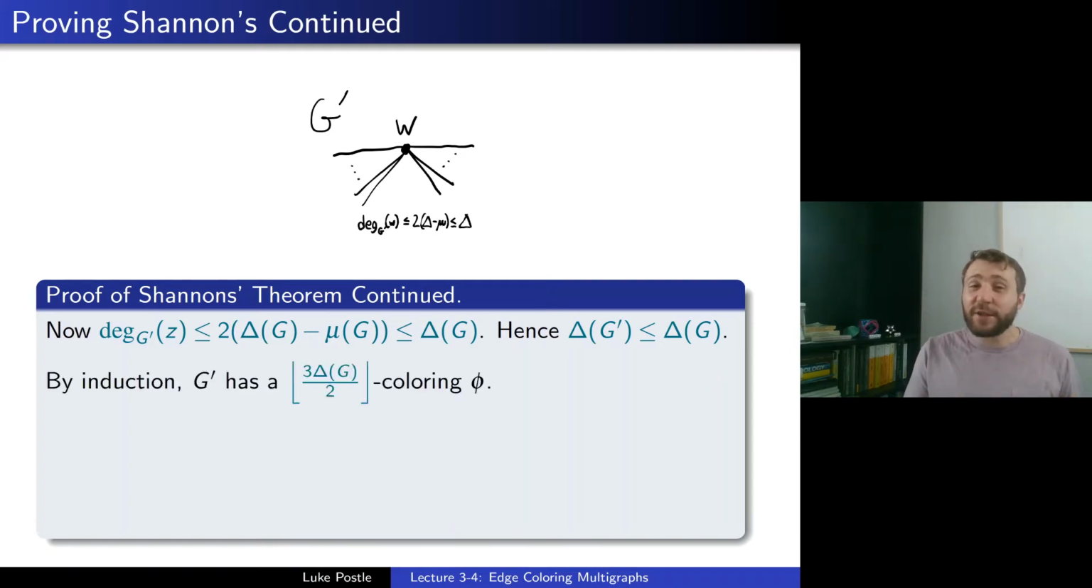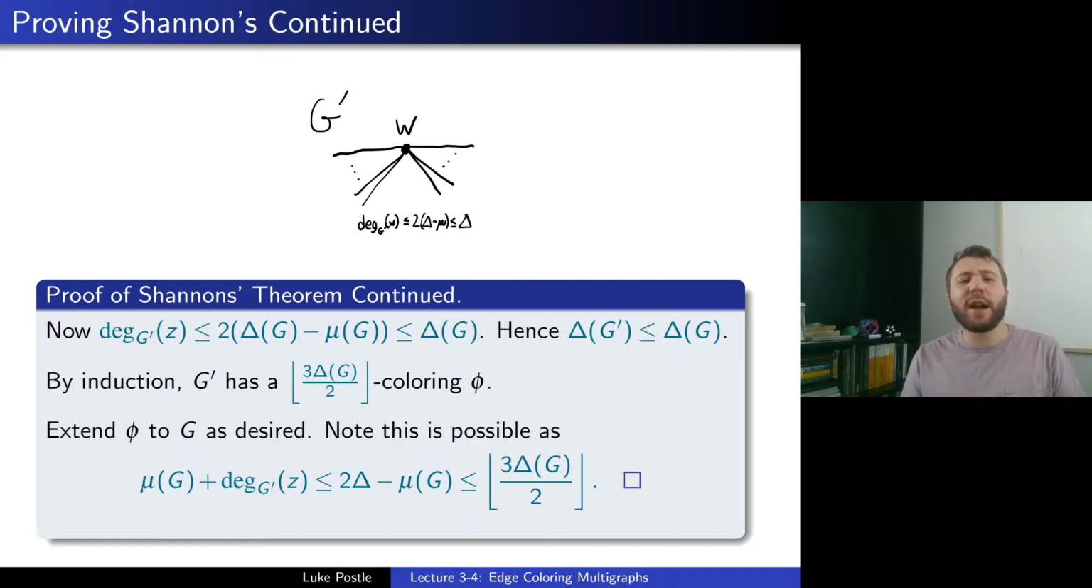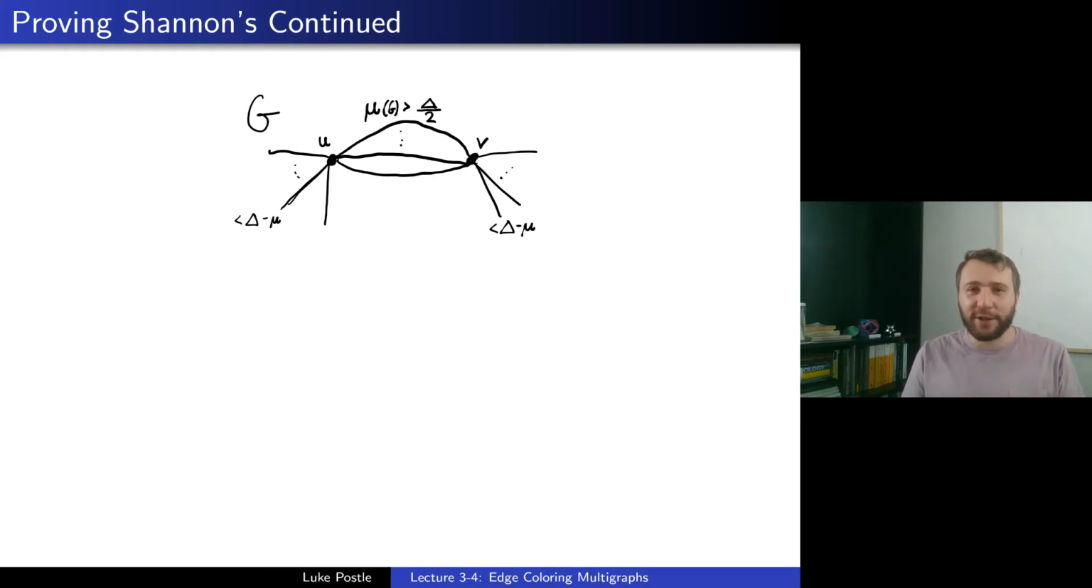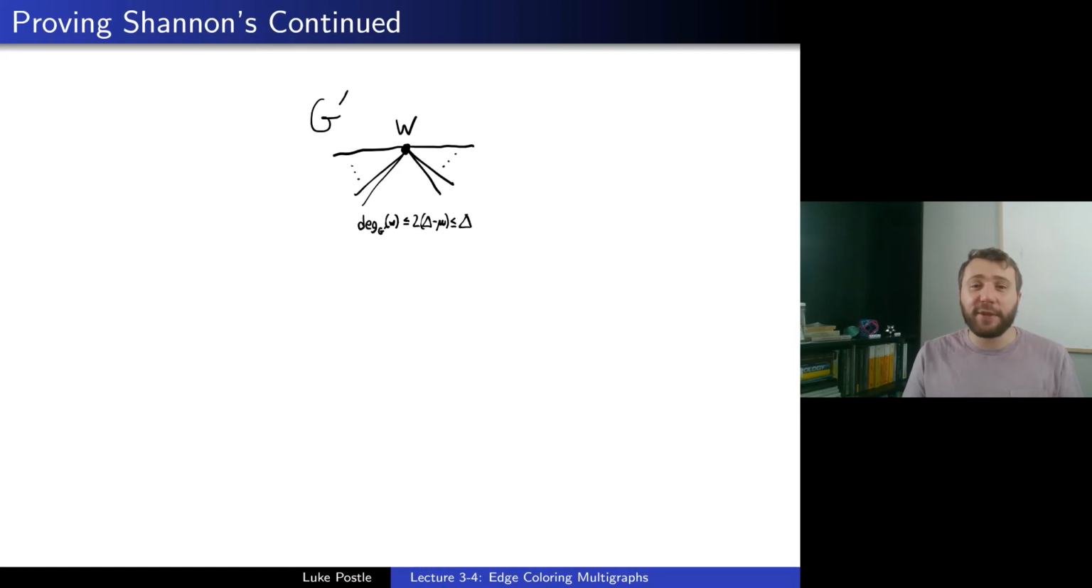So by induction, we can get a 3 delta over 2 coloring phi. So we can get a coloring with the right number of colors that will color all the edges but the ones around W. So we've colored G prime, and now we need to get back to the coloring in G. So we have to add colors for those other edges.